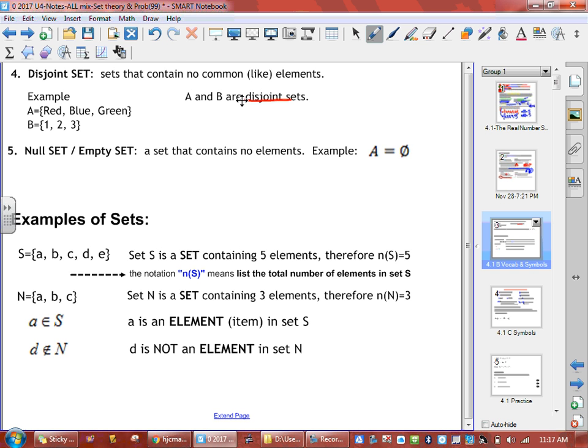The next one talks about an empty set. An empty set is a set that has nothing in it. So, as an example, I could put a set C up here. Set C could be completely empty. There could be nothing in it. That would be considered an empty set. Now, where are we going to see empty sets?